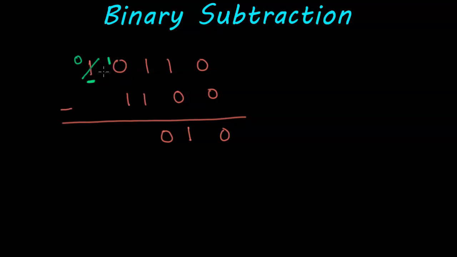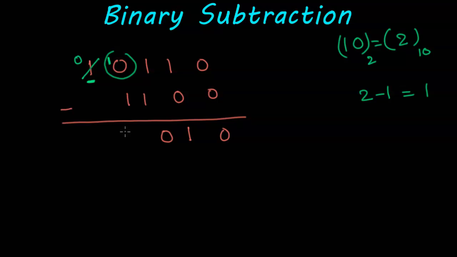Now 1, 0 is basically 2. So 1, 0 in its binary form and decimal form is 2. So what we are actually doing is 1, 0, that is 2 minus 1 is 1. Hence my answer here is 1 and then 0. Is that clear? Let's try another example.